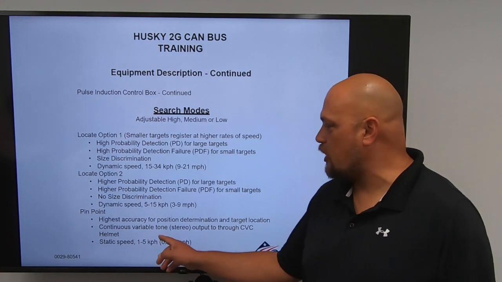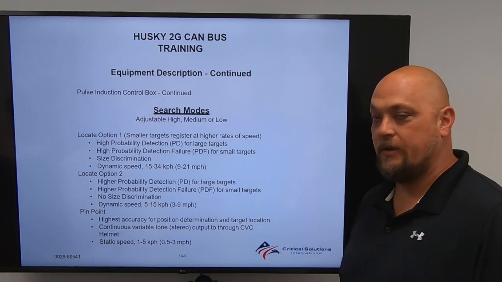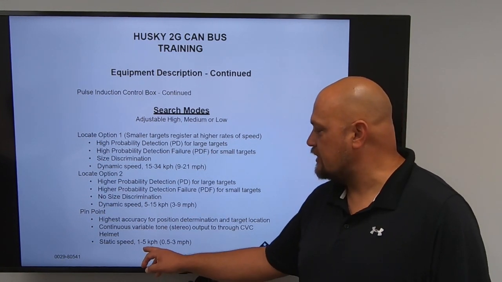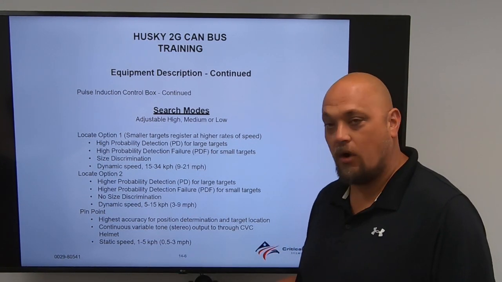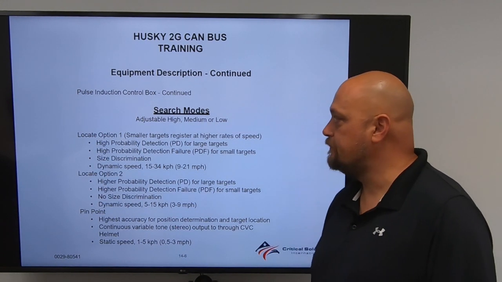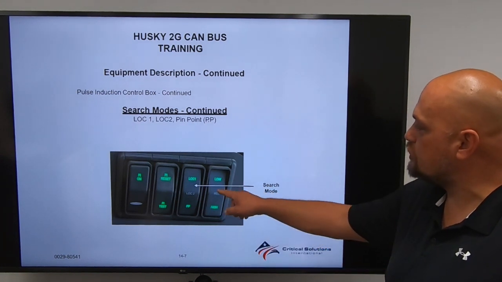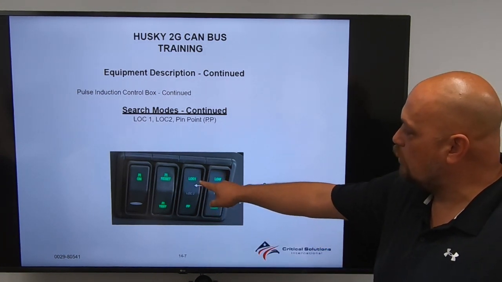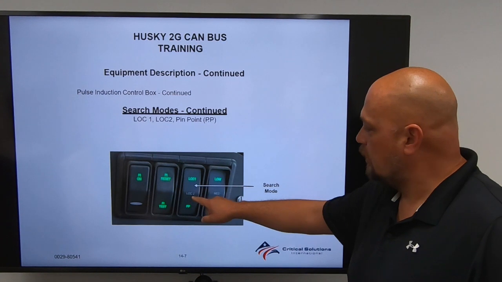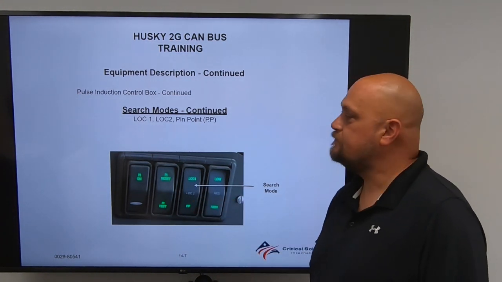You have a continuous variable tone. It's in stereo output through the CVC helmet. Static speed is 1 to 5 kilometers an hour or a half a mile to 3 miles per hour. You're traveling very slow. Again, this is controlled here on your search mode button. You have loc 1, which is location 1, loc 2 for location 2, and PP for pinpoint.